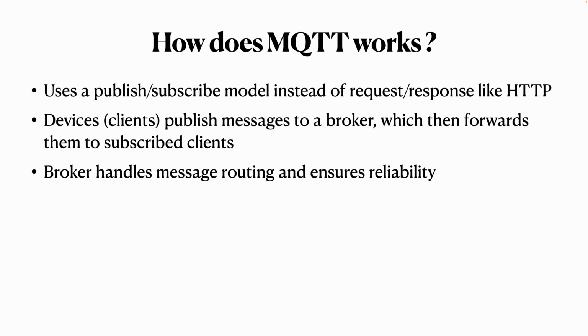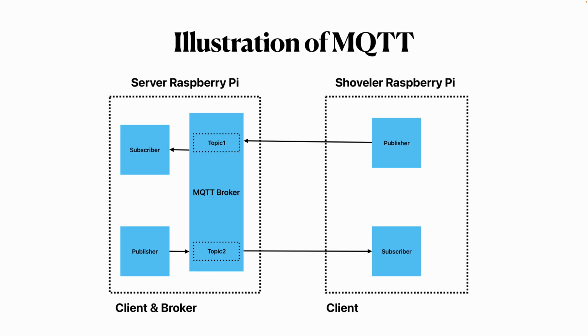In the next slides, we will see an illustration of how I used this whole concept of subscriber, publisher, and broker in my entire project. There are two devices, a server Raspberry Pi and a shoveler Raspberry Pi. The server acts as both a client and a broker. Usually there are third-party brokers that can be used, and there are a plethora; you can just go on the internet and find them. But for my use case, I'm using everything in the local network, so I'm using my own broker here.